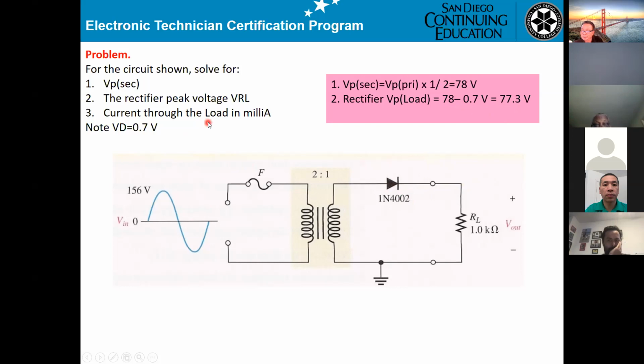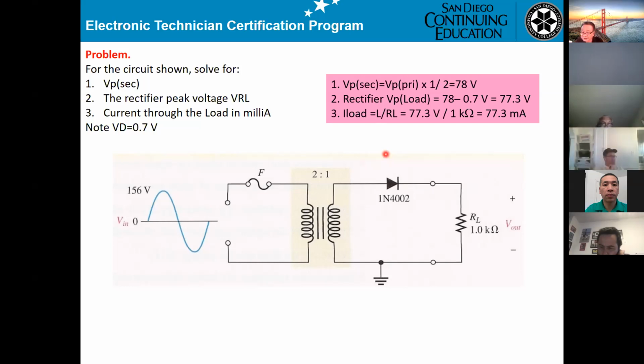Okay, and they want to know the current flowing through that 1 kilo ohm. That's a very simple thing. You take the V rectified here, divide by 1K, then you get 77.3 milliamp. That's normally the circuitry you have to deal with. So make sure you understand step by step in order to get through it.